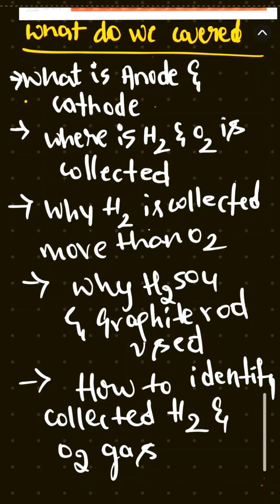So what did we cover in this video? We covered what is meant by anode and what is meant by cathode, and then where hydrogen is collected and where oxygen is collected. Next we covered why hydrogen is collected more than the oxygen, and also why H2SO4 and graphite rod are used for this particular electrolysis of water. And next we also learnt how to identify the collected hydrogen and oxygen gases. So we have covered all the points as I told. So this was about the video.